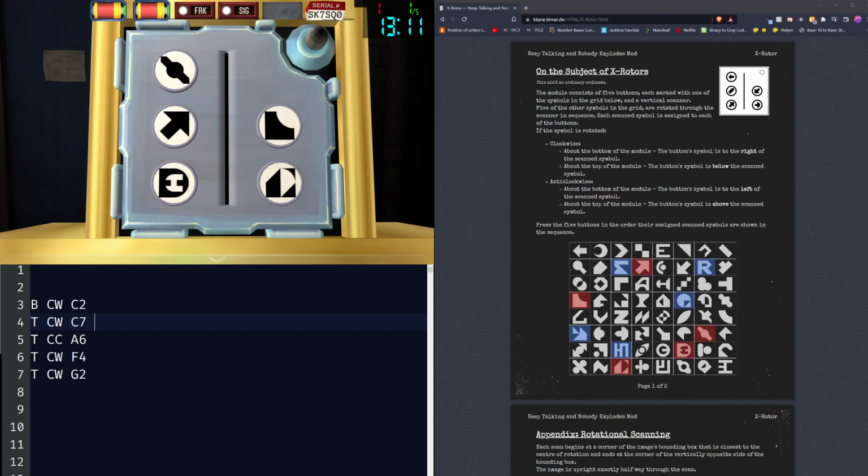Top clockwise is below. Below is there. Below is there. And below is there. Clockwise around the bottom is to the right of C2, like that. And then this one for 3. Clockwise around the top is above. For A6, above is 3. Yep. And yeah, it's 2, 5, 3, 4, 1.